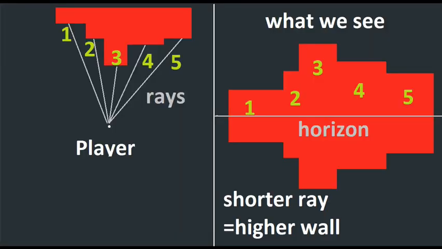We have a player and we cast a bunch of rays in some angle range that is equal to the field of view, and then we check where these rays intersect with walls. The longer the ray is, the larger is the distance to the wall, and so the height of the wall, as drawn on the screen, should be lower.